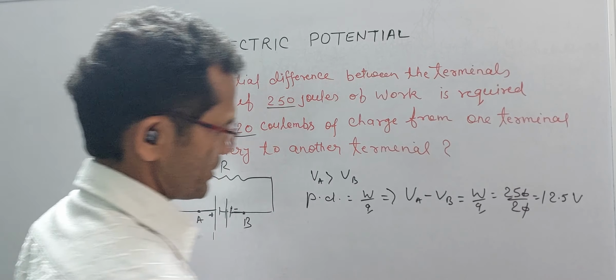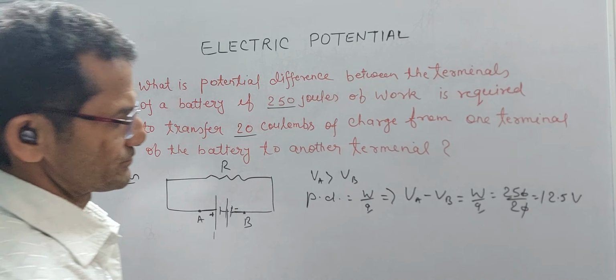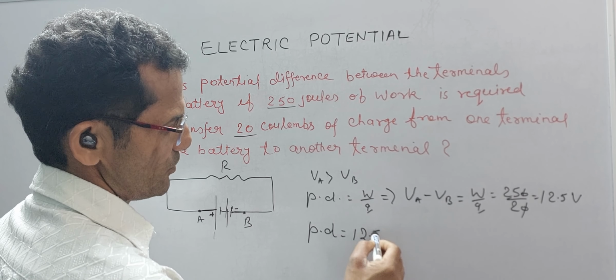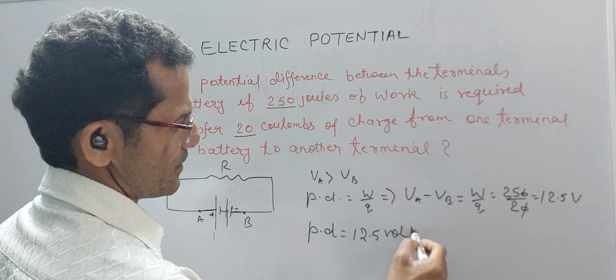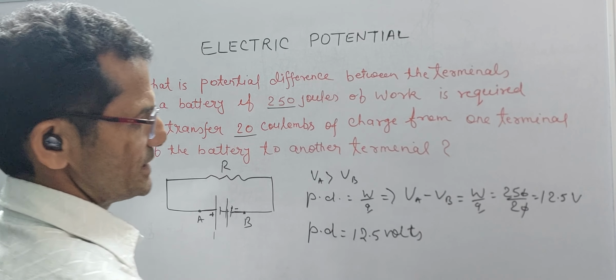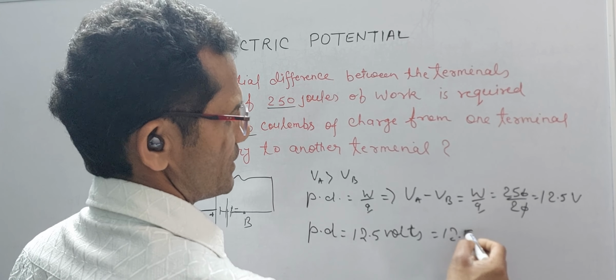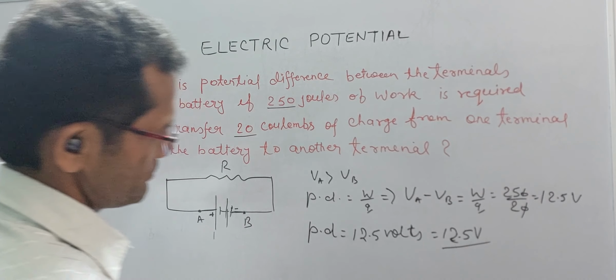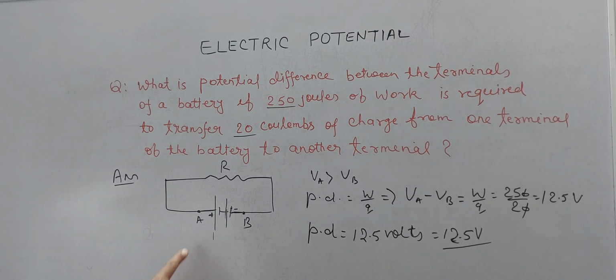volts. So the potential difference has the unit volts. Either you write volts or only a capital V. So 12.5 volts will be the potential difference between these two points.